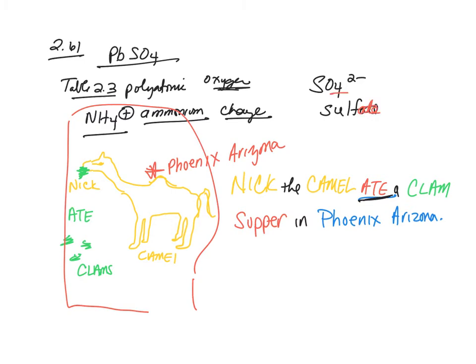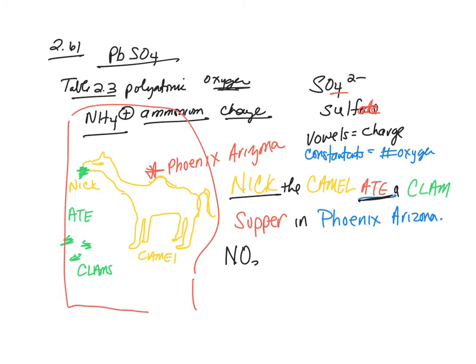And so what I want you to do here is write: vowels equal charge in the word, and consonants equal number of oxygen. So Nick, how many vowels? 1. And how many consonants? 3 consonants. Okay, sometimes I get my math language messed up. So there's 3 oxygens, and it's a charge of 1 minus. And this is called nitrate.